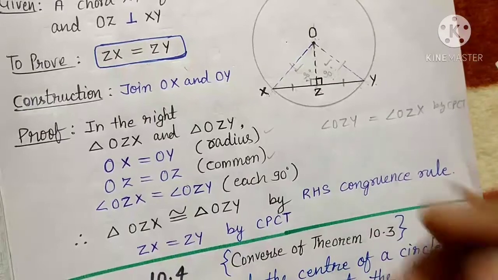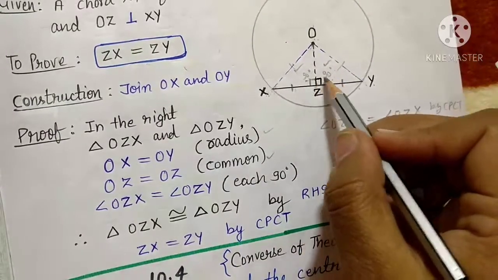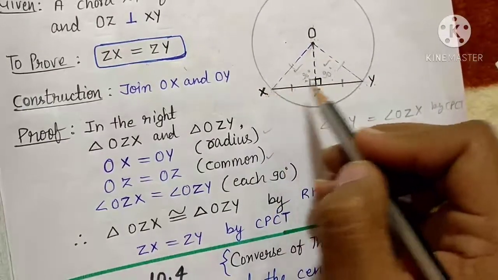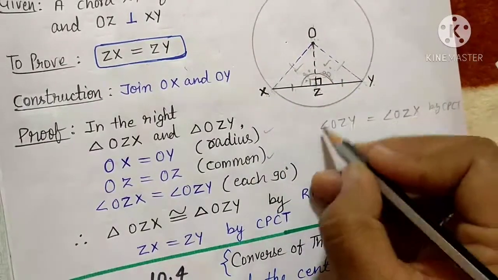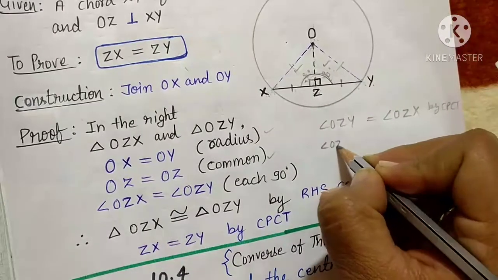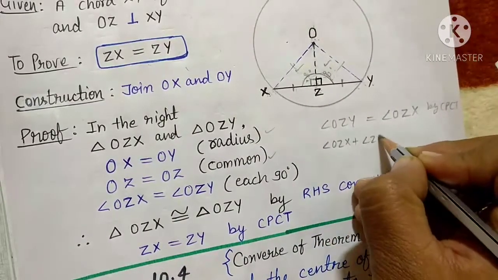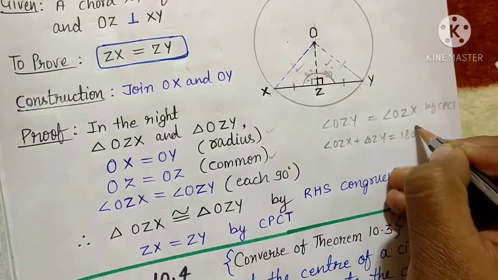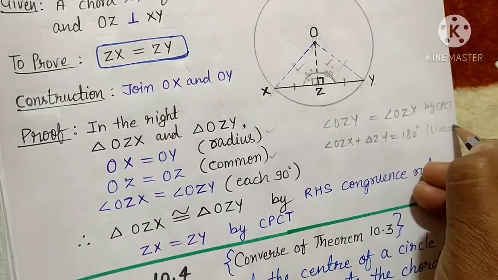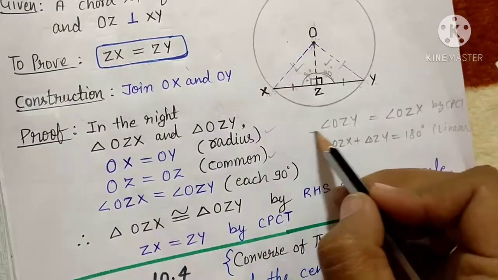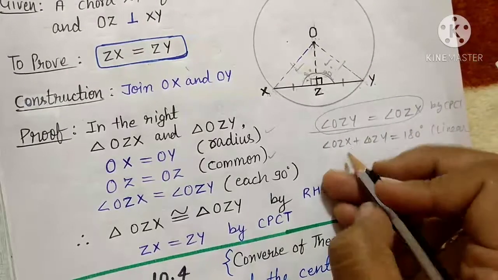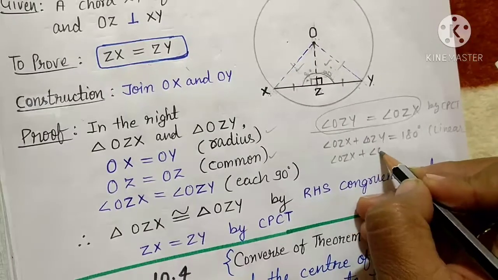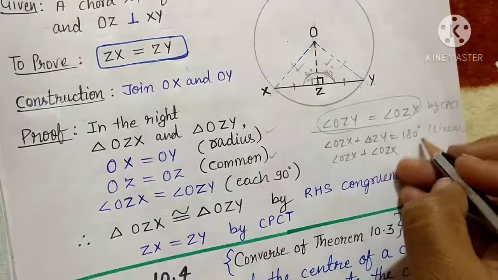Okay. Now what do we need to prove? We need to prove that these two angles are 90 degrees. So we can prove it. Now see, OZX and OZY, what are they making? A linear pair. It means angle OZX plus angle OZY equals 180 degrees, linear pair. Okay, you can write. Then we just proved that these two angles are equal. So in place of one angle, we can write OZX. In place of OZY, again I can write OZX only, because these two angles are already equal.